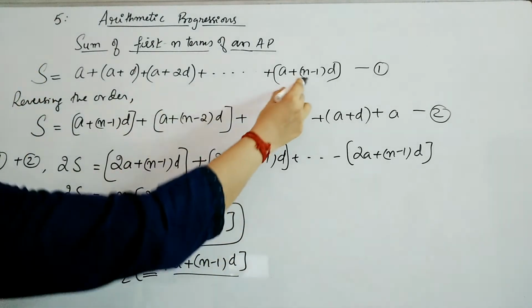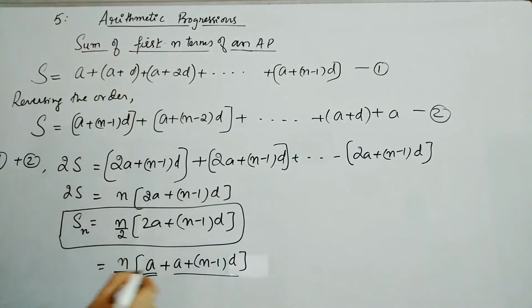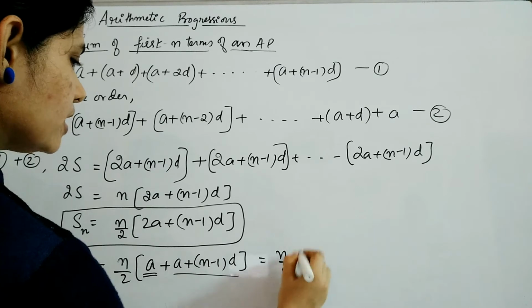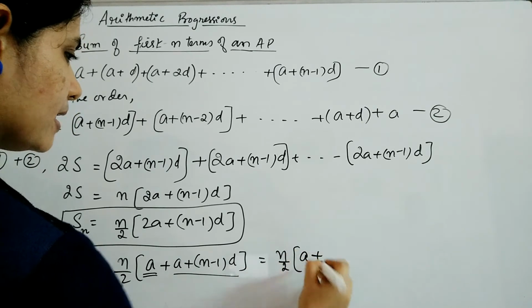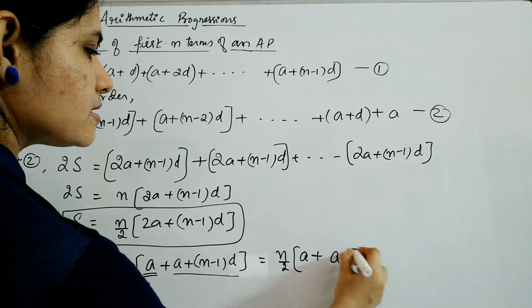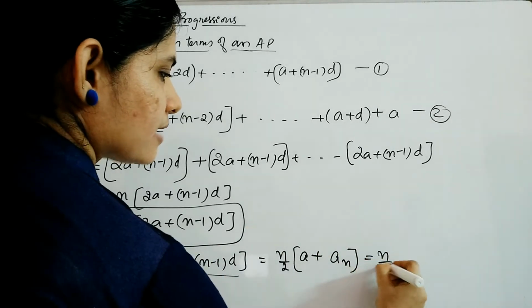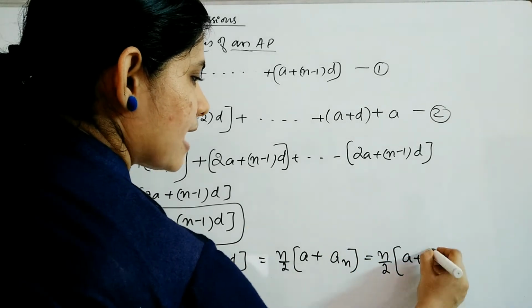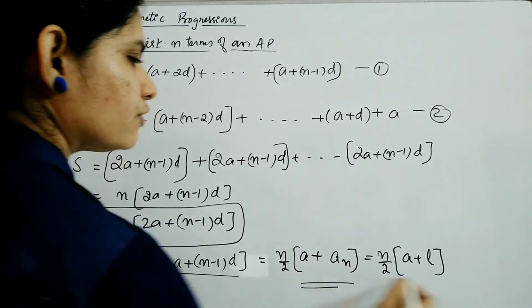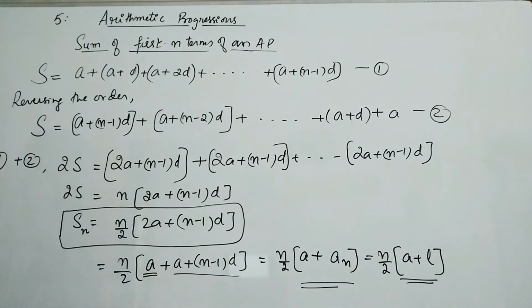You just see the sequence, the last term, the first term, right? So I can just rewrite this equation as n by 2 into A plus the last term. Last term, if it is your nth term, you will denote it as An, or else if you are notating it as L, you will get the last term as n by 2 into A plus L also you can write. So these are also formulas. If you know the first and last term directly, you can use this formula.